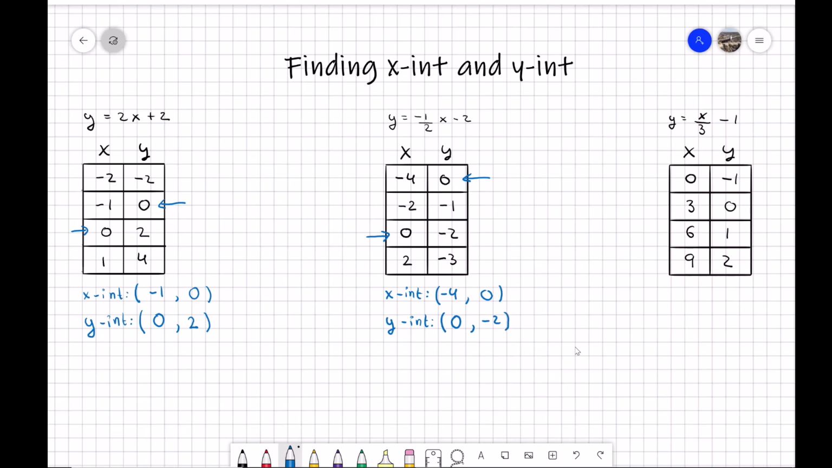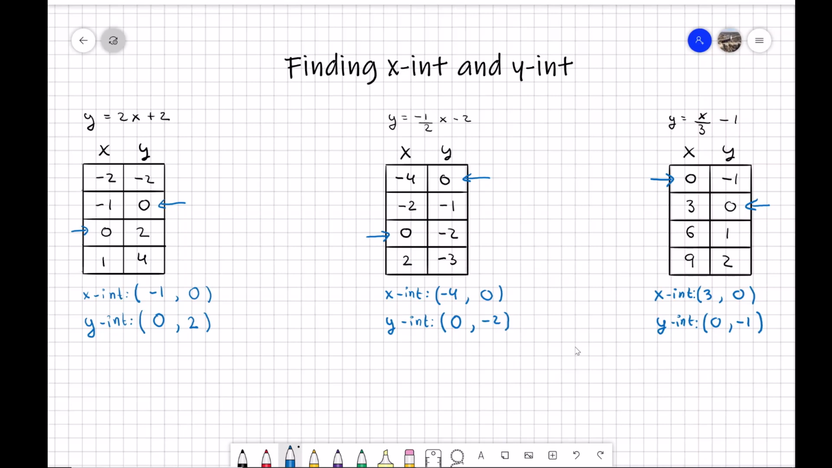And finally, the last function, again, we're going to find the x-intercept. So that means that our y-coordinate is equal to 0, which means this point, and the y-intercept, which means that our x-coordinate has to be equal to 0, which means this point, 0, -1.